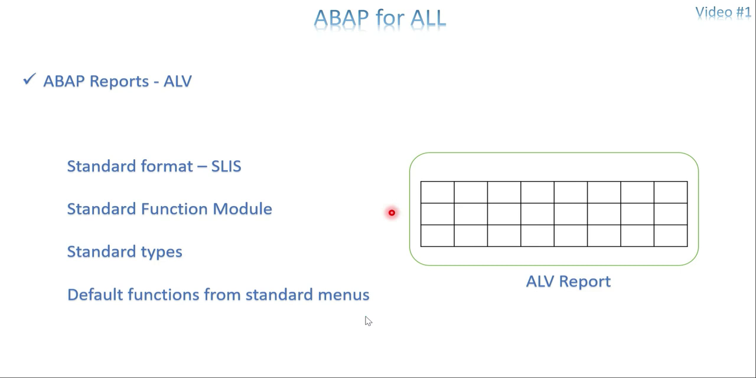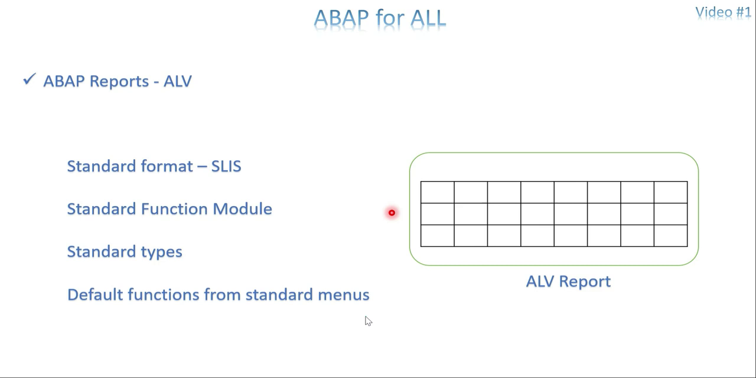And we have a standard format. I'm saying the design is ready. So technically we call it SLIS. It's a type group or type pool. And inside the type pool, they have full of structures, and the structure is nothing but fields. At the end, every column is associated with a field. Okay, so they design it in that way.